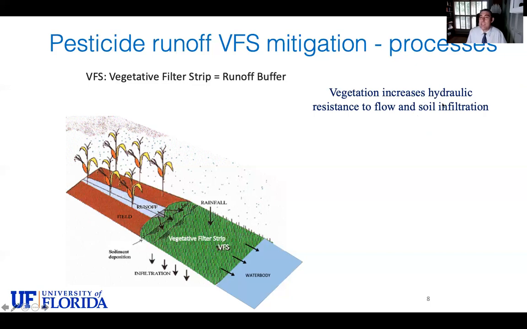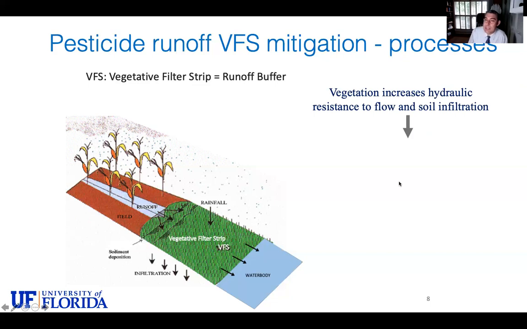Okay, so there is this increase in soil infiltration, which, by the way, has an immediate effect on the dissolved phase. The runoff gets reduced because it goes down in the ground. And then you reduce part of the chemical load because it actually gets in the ground as opposed to getting into the water body. But the other part is the resistance to flow.